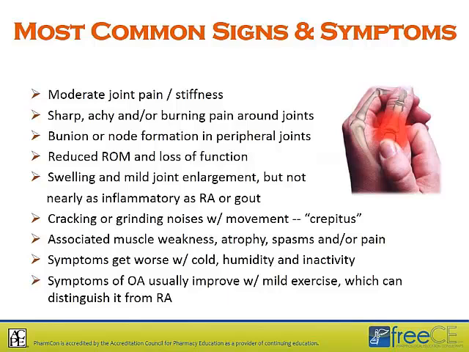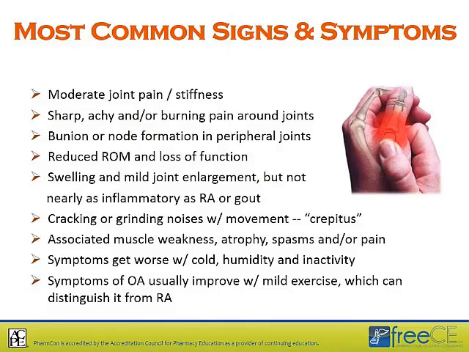Mild to moderate joint pain and stiffness, especially in the morning or after inactivity. The pain can be sharp if it's coming from the joint itself, or achy if it's coming more from the muscles, and or burning if the nerves are involved around joints that are affected with OA. Sometimes all three types of pain are involved.